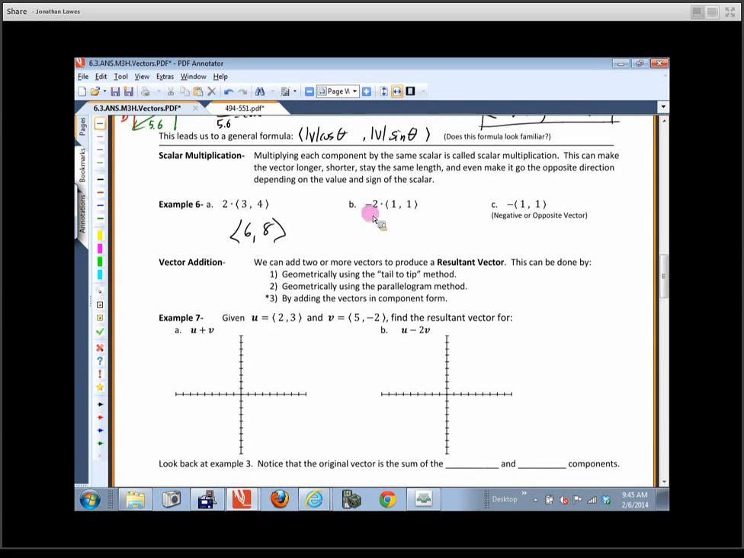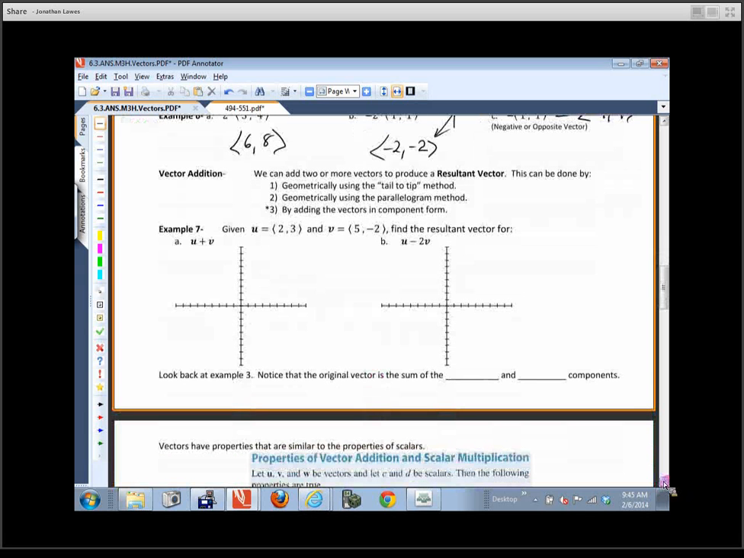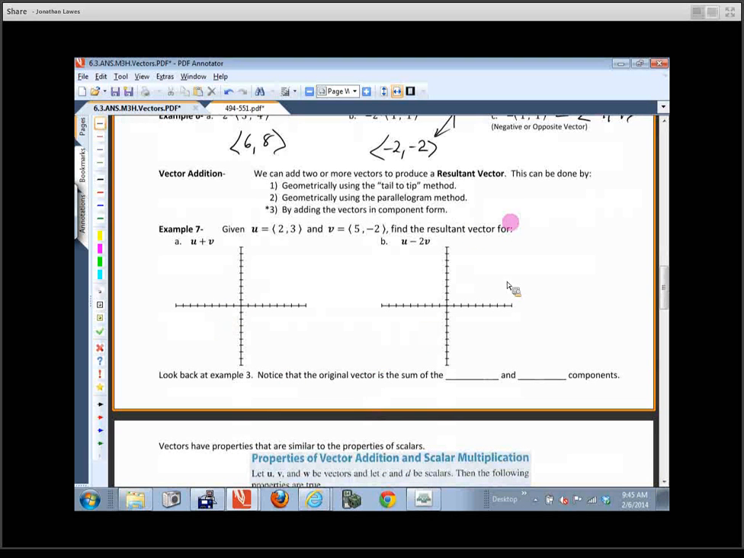Yeah, the negative is going to make it go in the opposite direction, and the 2 is going to make it twice as long. So this would be negative 2, comma, negative 2. If you think about what that would look like, this is what the original one would look like. And that's what negative 2 times the original one would look like. Okay? And what does just the negative do? All that does is move it the opposite direction. That's all it does. Okay? Any questions? Okay, that's called scalar multiplication, and I'd like to try and do these two problems before we leave.